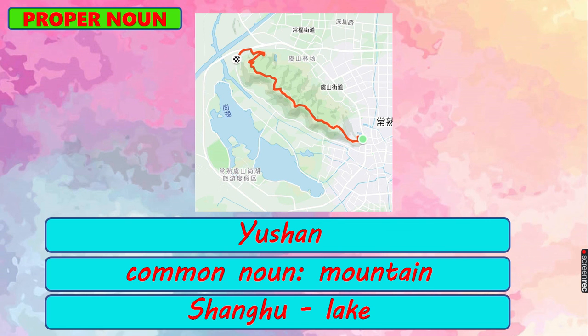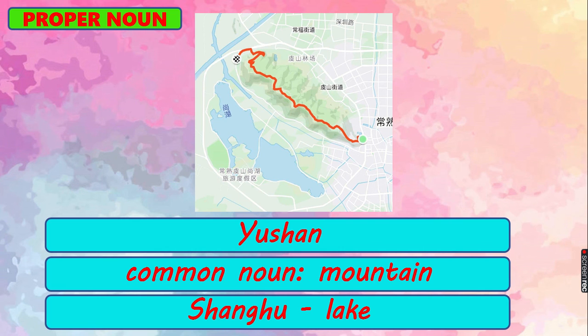Yeah, Shanghu. I can't read Chinese, but I believe this one stands for Shanghu. And the common noun for Shanghu is lake. This is also another beautiful lake in Changshu. And here's another proper noun, but it's not complete. It's Changshu, right? I guess. Yes, I'm pretty sure those are the characters for Changshu. So the proper nouns in this map are Yushan, Shanghu, and Changshu. The common nouns for those proper nouns are mountain, lake, and city. Yep, and that is the last one.